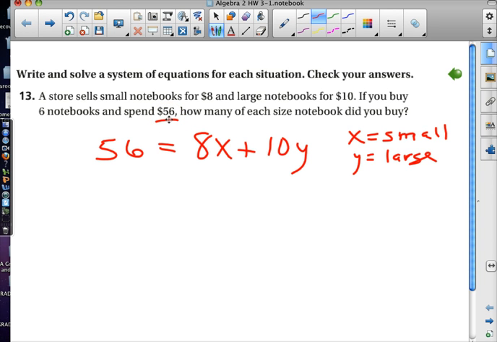Now if you take a second look at this problem, you realize there is another total, and that is the 6. So then it's a matter of figuring out, okay, how do I get an equation out of that? Well, it says you're buying 6 notebooks. So the question becomes, well, how many of each type? That's what we're trying to figure out. We don't know, but we know you're going to buy some of each. So you're going to have some small and you're going to have some large.